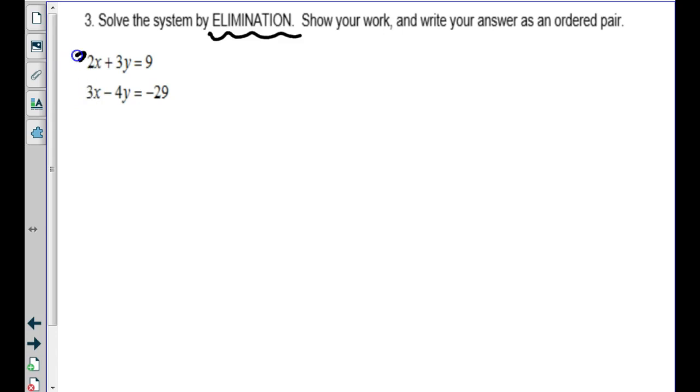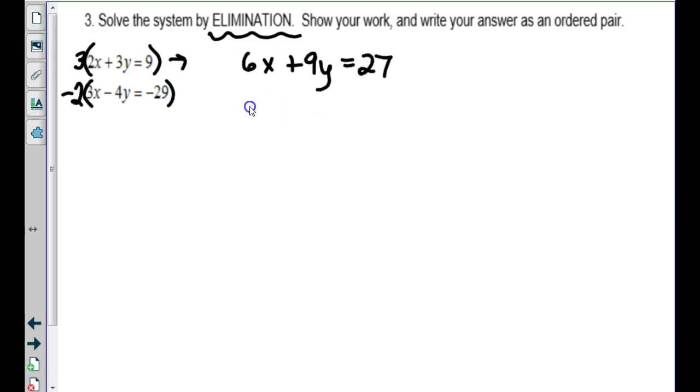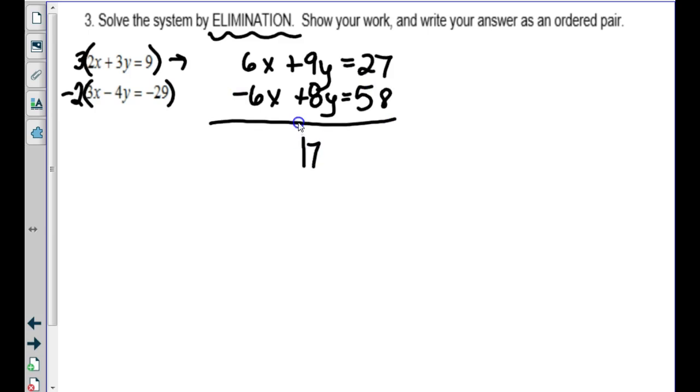So what will 2 and 3 both go into? Okay, so I'd need to multiply the top by a 3 and the bottom by a 2, but that will give me positive 6 and positive 6. You want to do negative on the bottom? Okay. So across the top, I get 6x plus 9y equals 27. Did I do that right, guys? Okay, negative 2, negative 6x plus 8y equals positive 58. Anybody? Okay. So add, and the x's drop out, and I get 17y equals 85. 85 divided by 17 is 5. We good? Are we done?